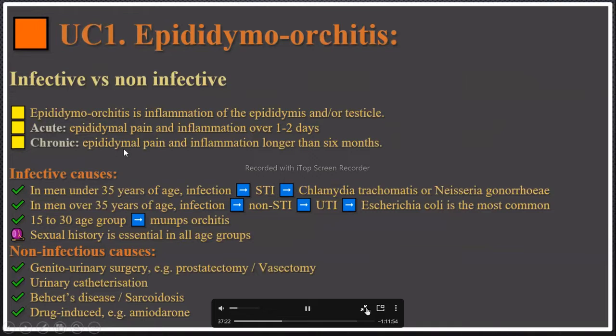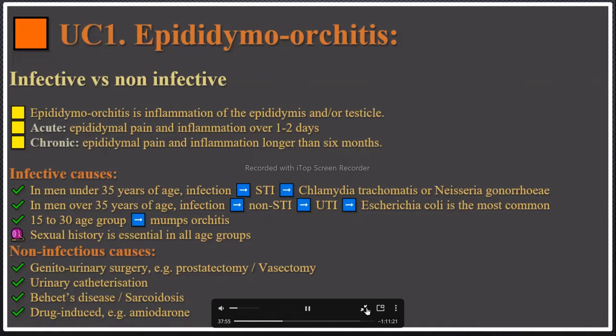Epididymo-orchitis can be infective or non-infective. It is inflammation of the epididymis and/or testis. It can be acute if the patient attends within 1 or 2 days, or chronic if the patient attends after 6 months. Infective causes: if the patient is male under 35 years of age.